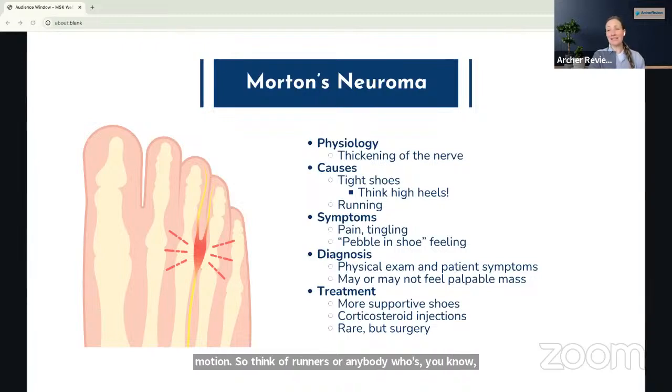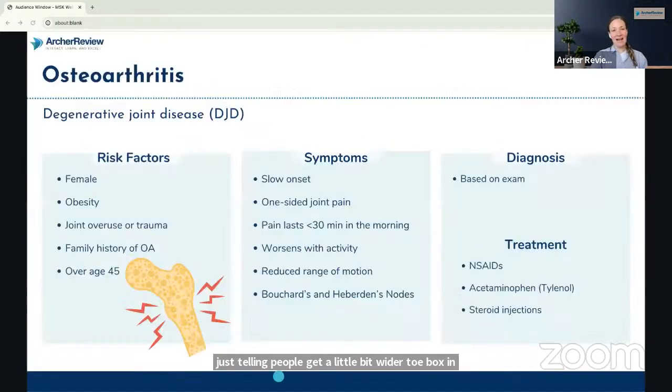You might see some burning sensation, some sharp burning pain that goes forward, is the way that people describe it. Again, just feeling like a little palpable mass in that webbing. And then you might even hear a clicking sound as the patient moves their foot. We can diagnose it just on an exam, but ultrasound or MRI won't hurt. We can use steroid injections, but oftentimes just telling people, get a little bit wider toe box in your shoes, and that may help. Okay.